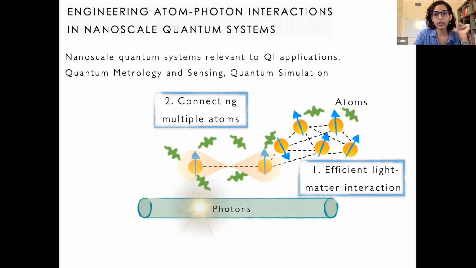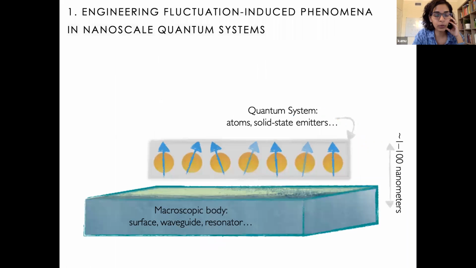Okay. All right, so let's start with the first one first, just to give you a very brief preview of what is to come. So one obvious way that you can think to enhance interaction between any two things is to put them closer and closer together. And as we do so, as we bring our atoms closer and closer to, let's say, the surface of a waveguide, we run into fluctuation-induced phenomena. And what do I mean by that?